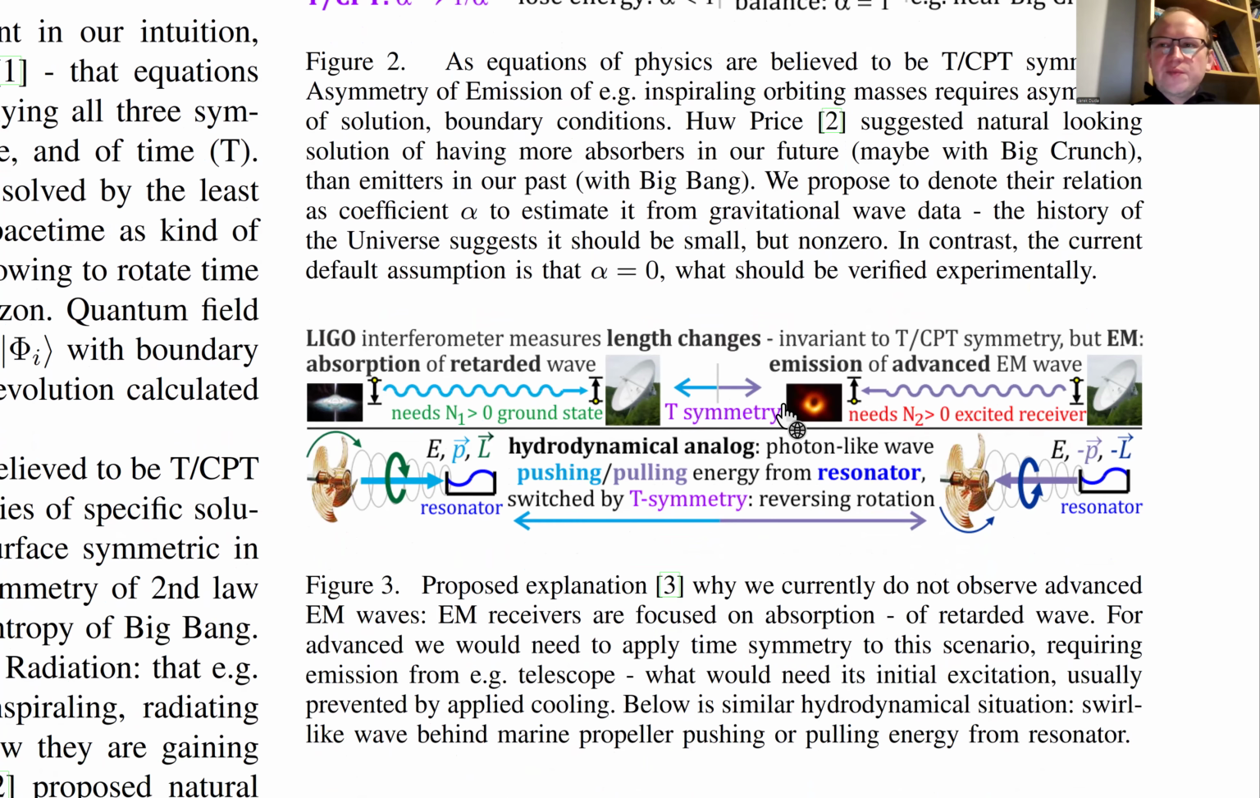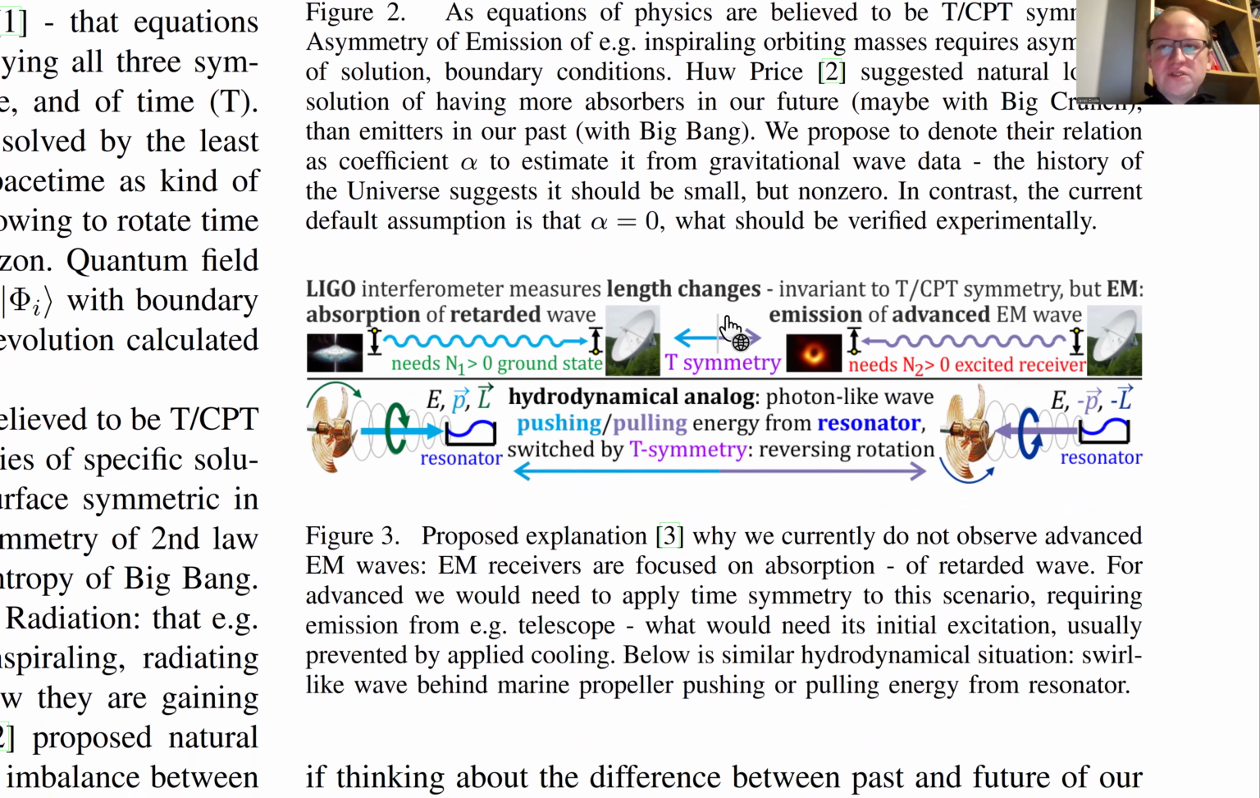And so why am I talking about the gravitational wave? Because LIGO just measures length changes, which are basically time invariant. So it doesn't matter if there is an advanced or retarded wave for LIGO. However, for electromagnetic waves, it's much more complicated, because if you think about, let's say here is a black hole, a white hole, it emits photons, and now we observe: our receiver absorbs this wave as retarded by absorbing.